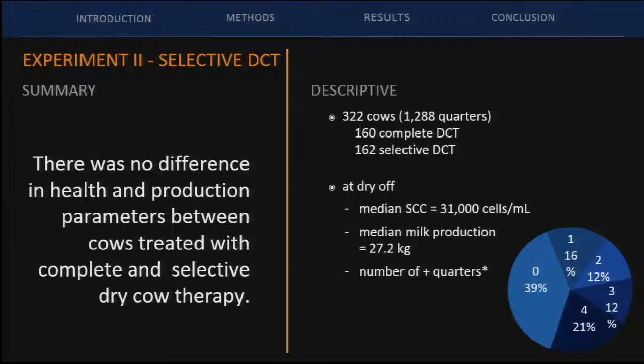And here you have the number of positive quarters. Most of the cows had all negative quarters, 39%, and then 16% of the cows had 1 quarter positive, 12% had 2 quarters and 3 quarters positive, and then 21% had all their quarters positive to the MLD test.